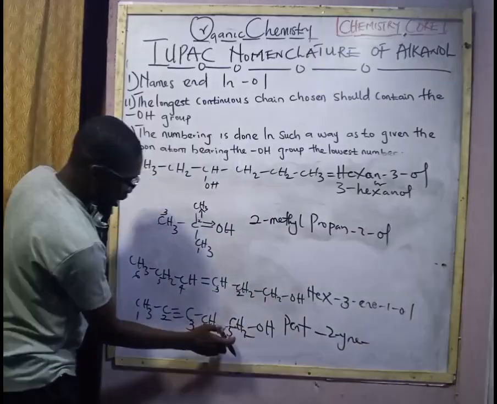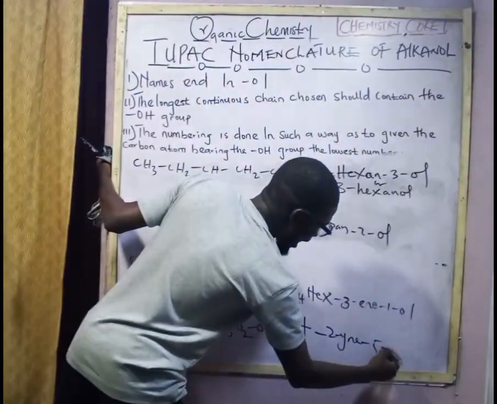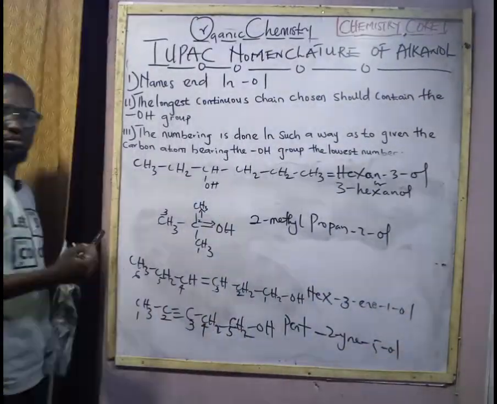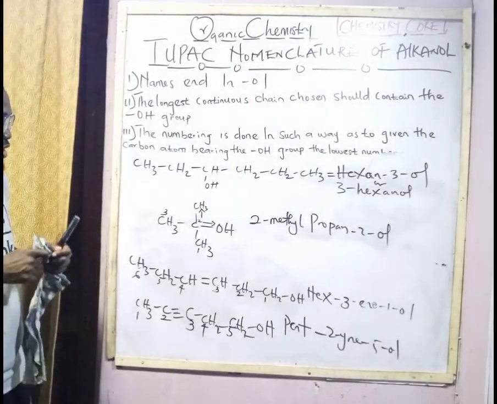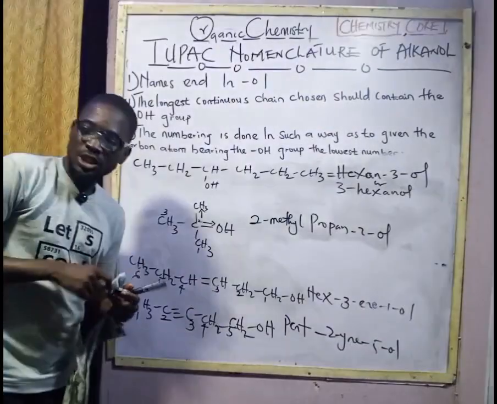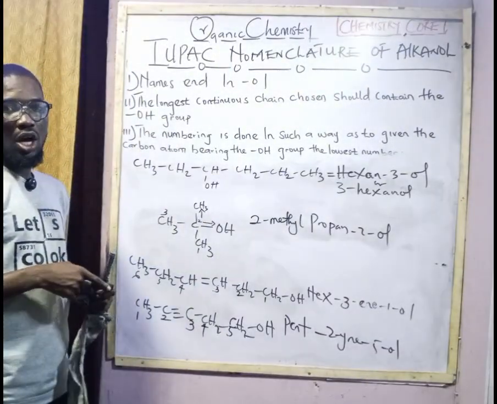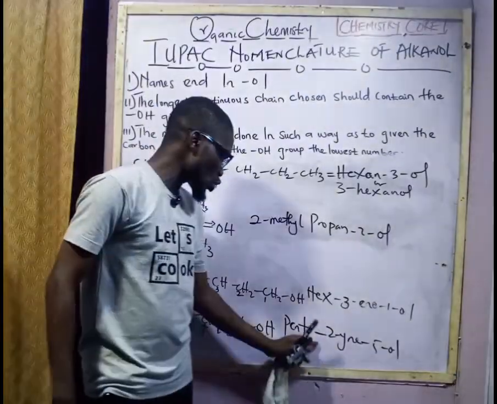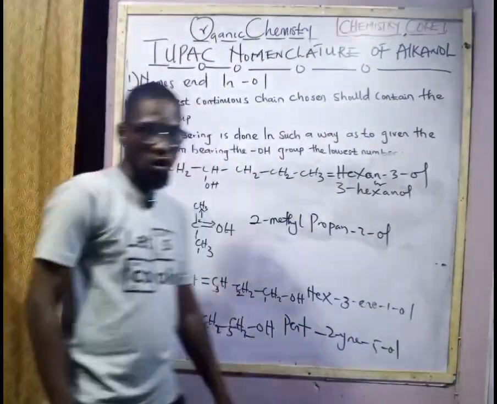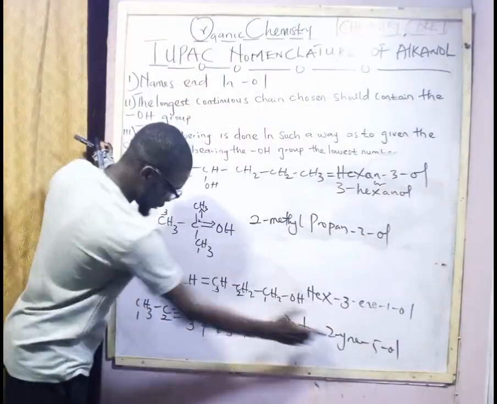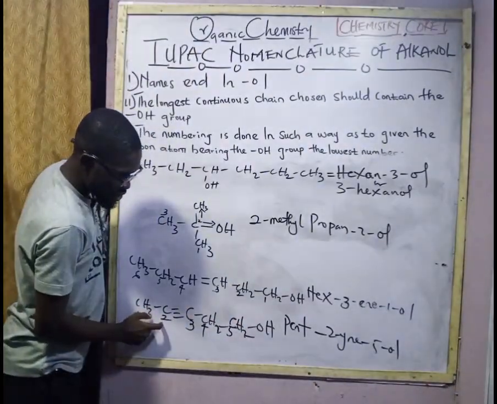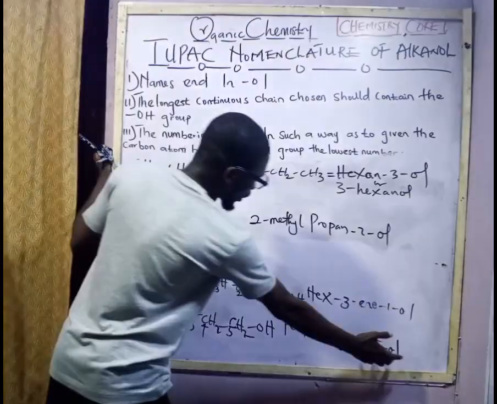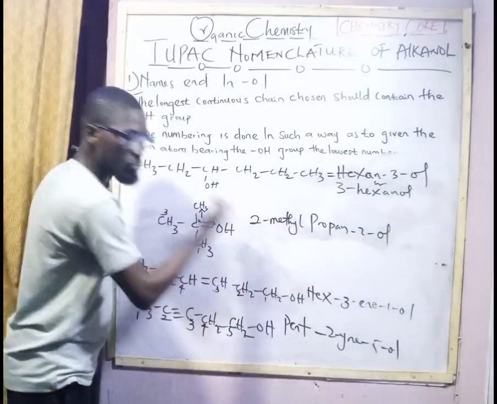and what do you have here? 5-ol. Or we call it 2-pentanol. But the best way to name this compound is to say pent-2-yn-5-ol, because the 2 is this, while the 5 is for the what? The OH. Just the way we name this compound.